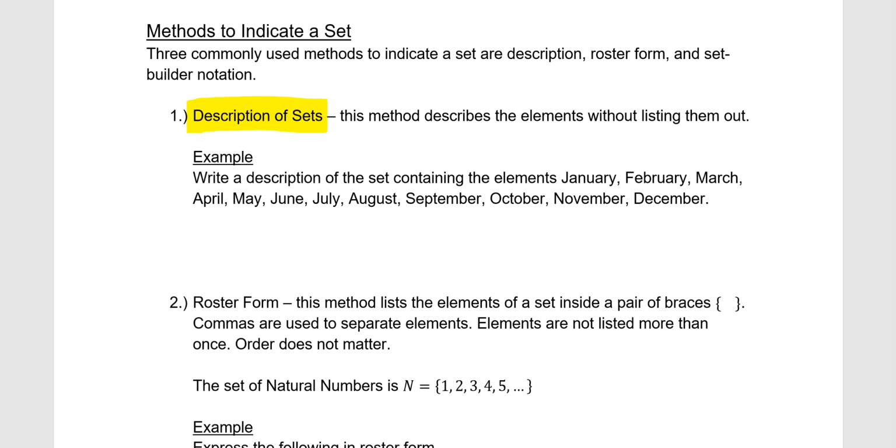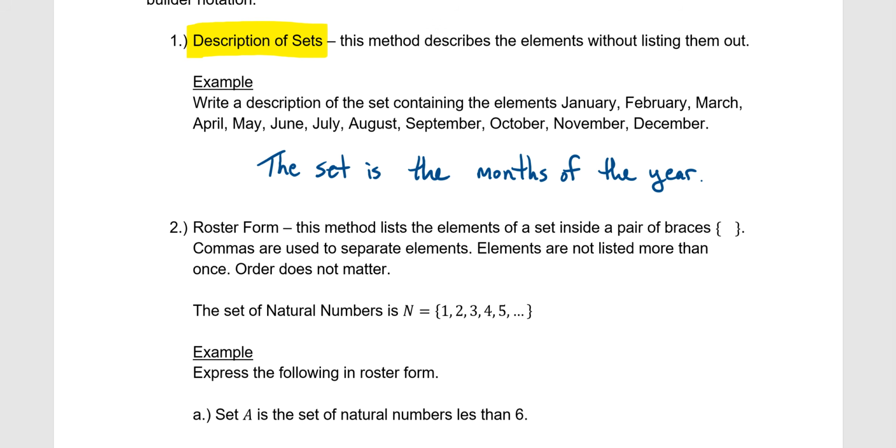For an example here, let's write a description of the set containing the elements January, February, March, April, May, June, July, August, September, October, November, December. So clearly these are the months of the year. That is exactly the description that we want. The set is the months of the year. So that's an example of a description of sets.